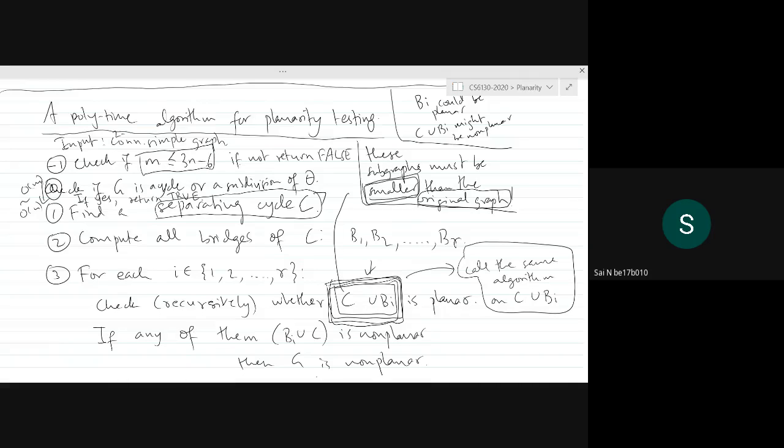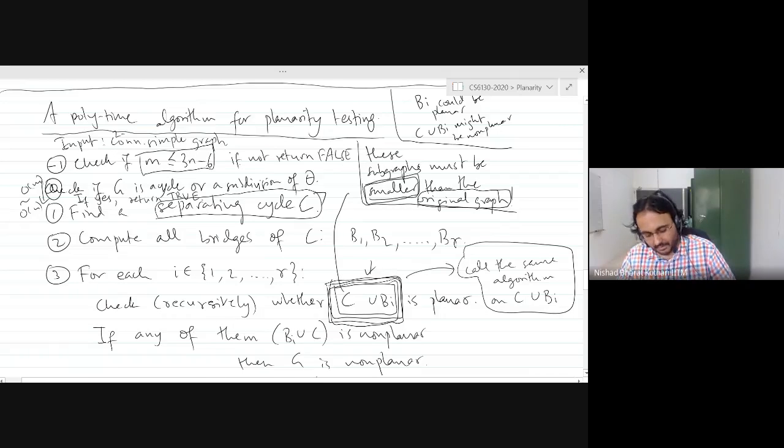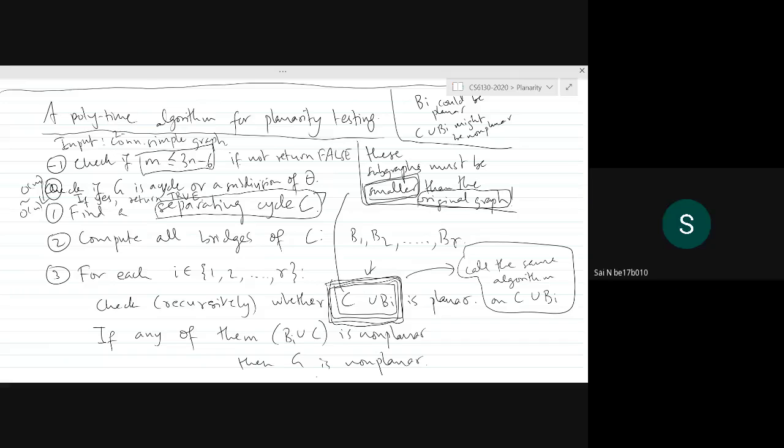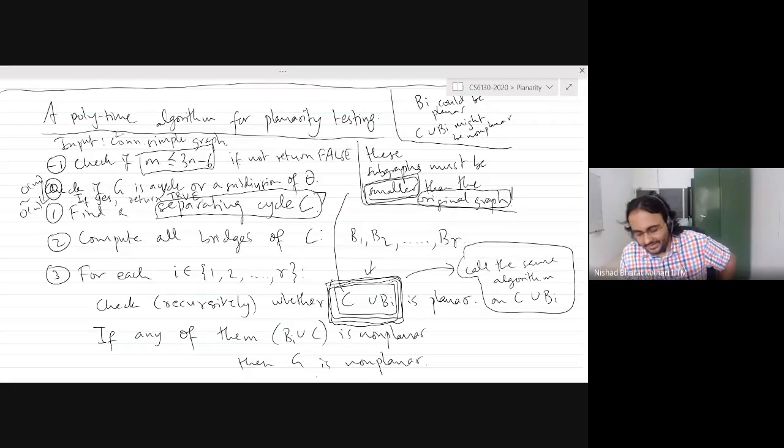Oh, okay, so basically you're saying that for every C union Bi, you should call from step -1 and those things as well. That's right. If you want, you can call from step 0, but you could call from step -1. It's fine. Okay, that answers my question. Thanks.